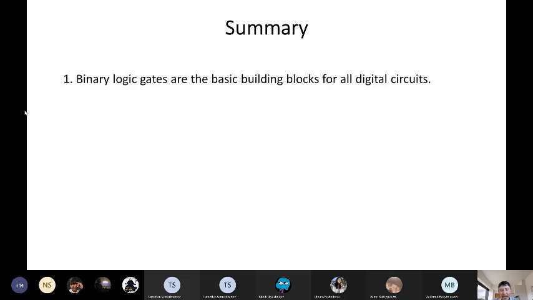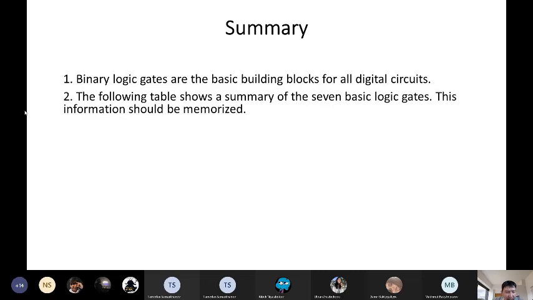So first, after this lecture and after reading chapter 3 of the course book, you should know that binary logic gates are the basic building blocks for all digital circuits. So actually we have AND, OR, the NOT inverter, NOR, NAND, and XNOR, that others you can just see in the book. The following table shows a summary of the 7 basic logic gates. This information should be memorized.